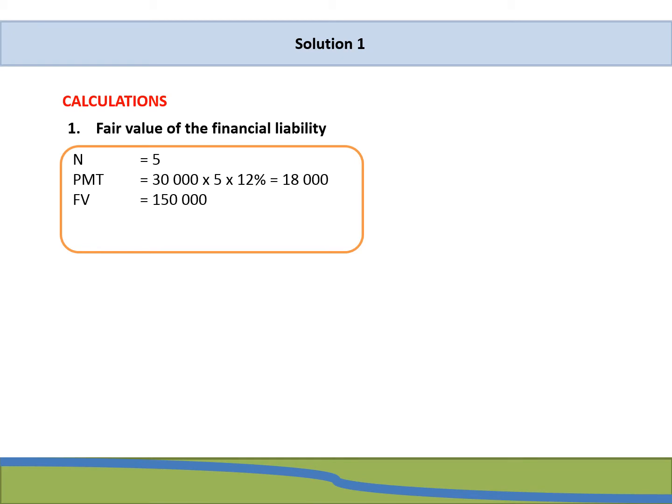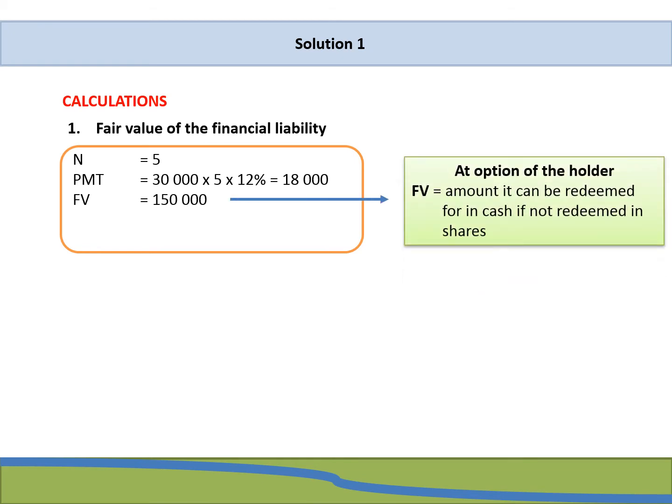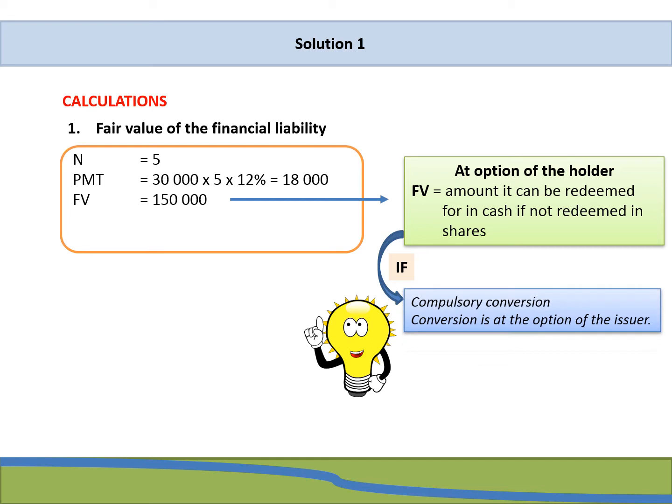Now, the option to convert the debentures is at the option of the debenture holder. Therefore, the future value represents the amount that the debentures will be redeemed for in cash should the debenture holder decide to redeem the debentures in cash and not in shares. However, if the conversion into shares is compulsory, in other words, there is no cash option, or the decision to convert the debentures into shares lies with the issuer, then the future value will be zero.